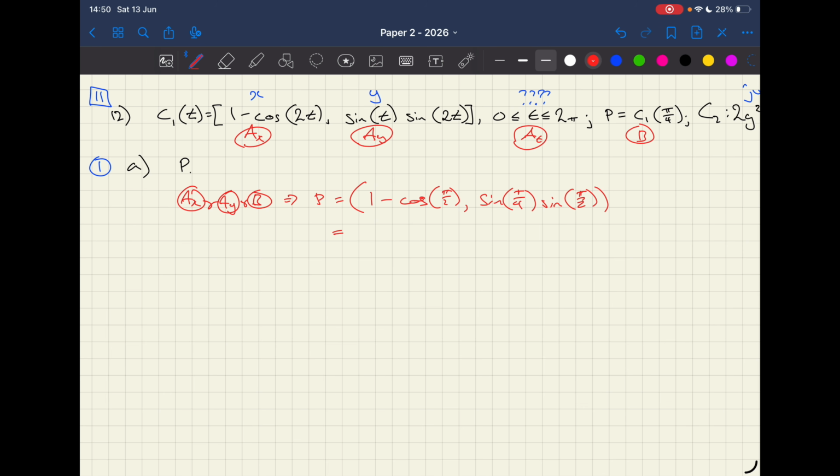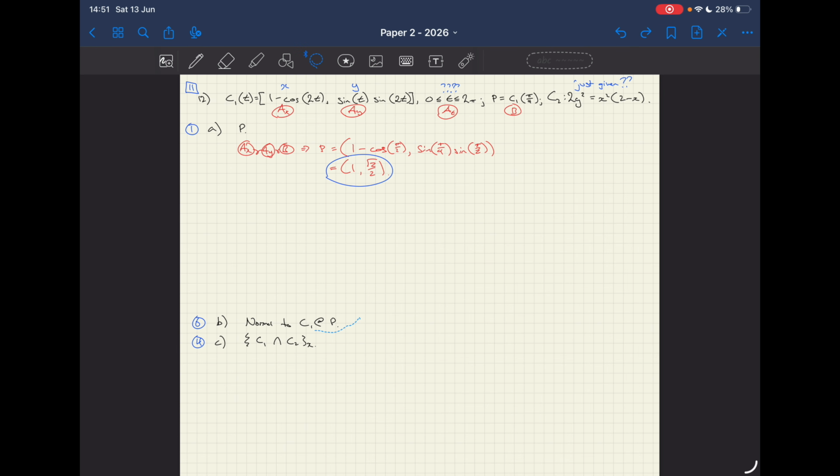Let's have a look. Change into radians. So 1 minus cos of pi on 2 is 1. Should have probably known that one. And then sine of pi on 4 times by sine of pi on 2. Oh, that's not that. Pi on 2. I get root 2 on 2. Does that look good? Yep, looks good to me. Wonderful.